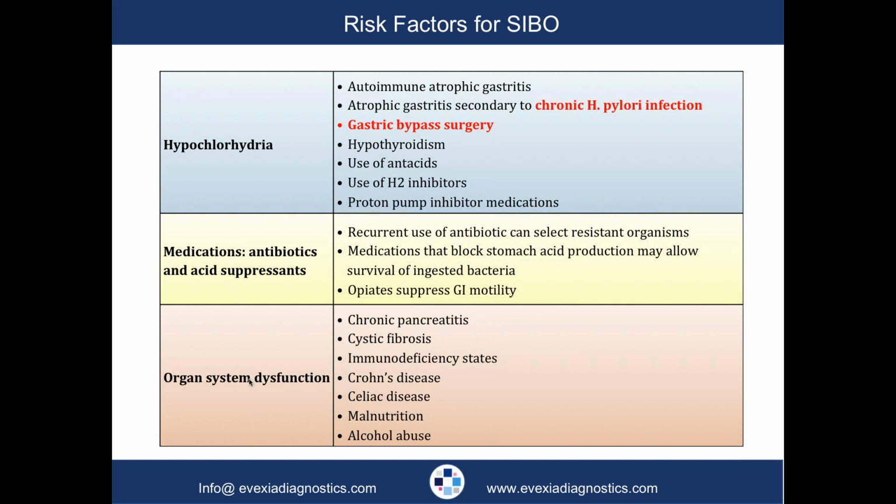Again, we're back to the patient history for these risk factors. Next, medications, antibiotics and acid suppressants. These patients are taking those, and if there's recurrent use of antibiotics, that can set up resistant organisms. There's an interesting thing about bacteria. They have a thing called an efflux potential.